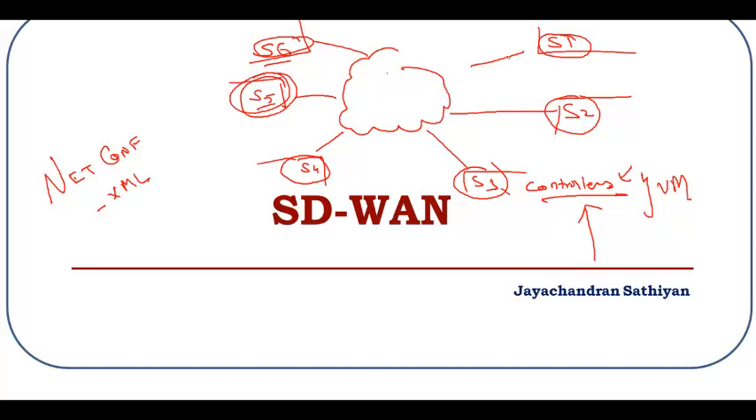Question from Murali is, if you are going to deploy SD-WAN, can we use the existing network, or do we need to buy a few additional devices or completely new devices? Is his question.